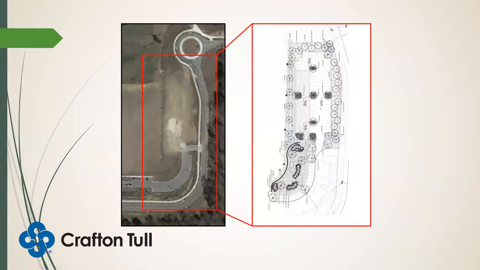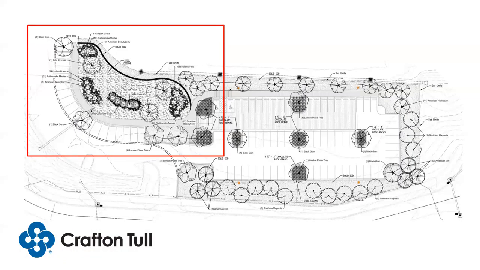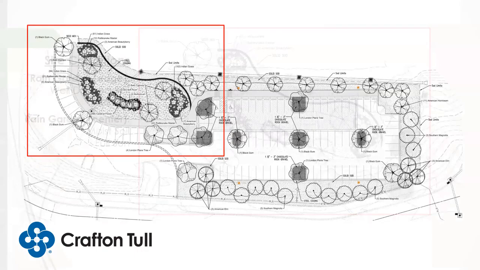And here is our drawing design. This is it turned on its side so that we can read the labels, with another red box drawn around the rain garden area, which I will be discussing. Okay, so here's the rain garden area.